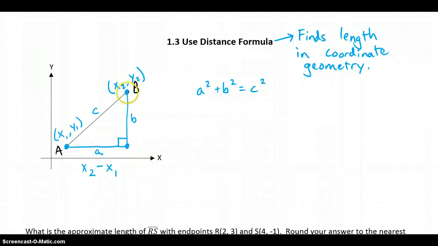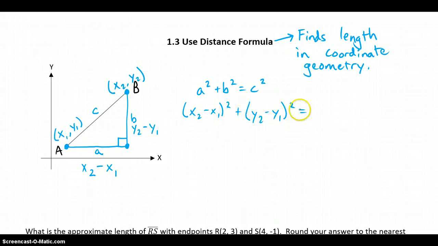If I look at B, B is a vertical line, and this point is y2, and this point vertically is y1. So if I want to find the length of B, I'm going to take this y value, y2, and subtract y1. Now I can take those two values and plug them into the Pythagorean theorem. A was (x2 minus x1) squared plus (y2 minus y1) squared equals c squared.